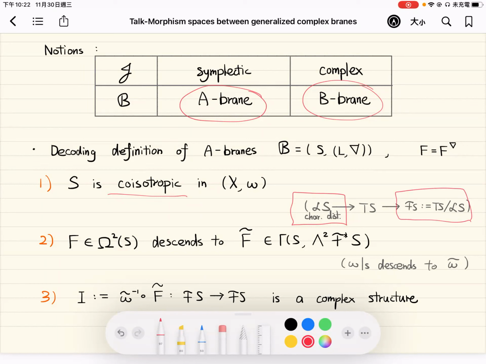So the second condition is that the curvature form descends to a two form on the quotient bundle. And of course, the restriction of the symplectic form also descends to a two form on the quotient bundle. And so I will denote them to be the curly F and curly omega. The last condition is that if you take the composition between the inverse of the omega tilde and F tilde, it will give you a complex structure on the quotient bundle here.